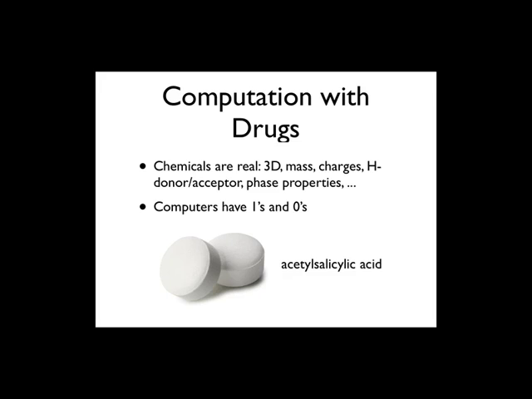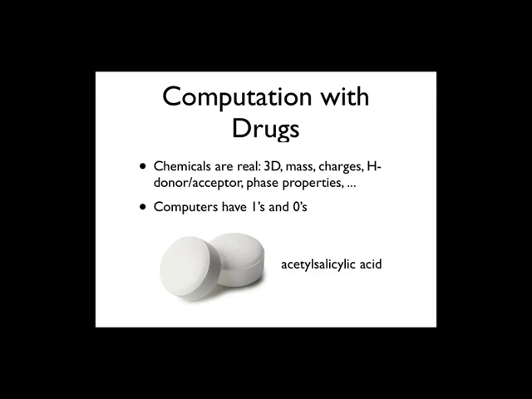So to start with the representation, you can't really study chemicals on a computer unless you can represent them. So that's the first problem we need to solve. Chemicals are real physical things. They're 3-dimensional. They have mass, charge, hydrogen donors, acceptors, etc. But computers, as you all know, really just store things as ones and zeros. So we have this problem of representing it on a computer. Just like we represent DNA with ACGT sequences, we need to find a way to represent chemicals.